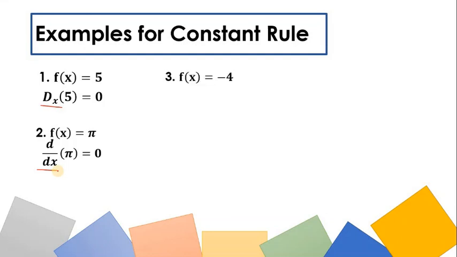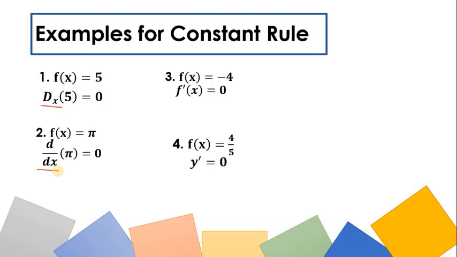Next is f of x is equal to negative 4. Is negative 4 considered to be a constant? Yes, that is a number with a negative sign. So meaning that is still a constant. Therefore, its f prime of x is 0. Lastly, f of x is equal to 4 over 5. Still, 4 over 5 is a constant or a number.